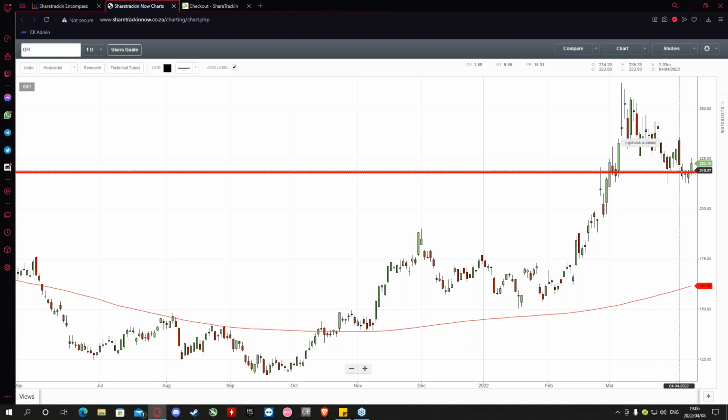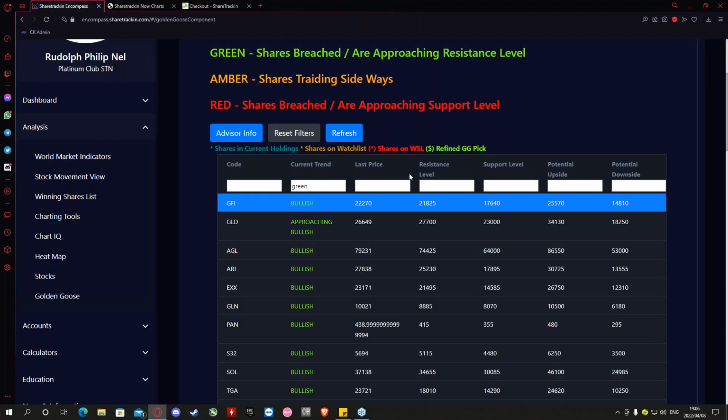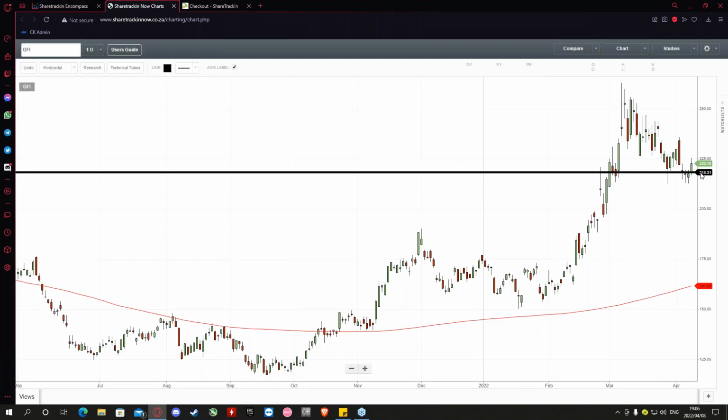So now this would count as a support line and no longer a resistance. But the resistance level on, sorry, that is the resistance. It's currently sitting on the resistance. So it went down, broke through that line, and it's back on top of that line. So it's starting to turn around now. So GFI might be a good opportunity to buy.